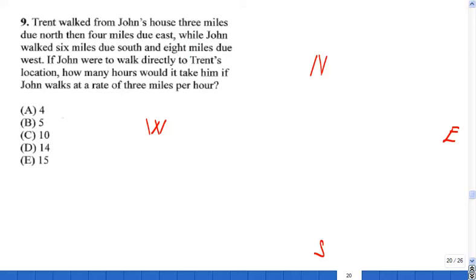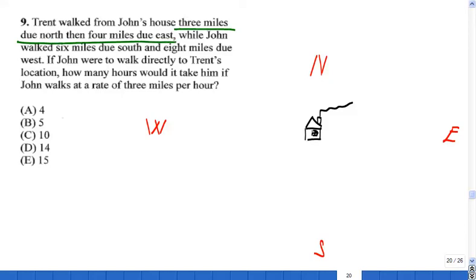Okay, good. Let's put John's house in the middle here. Okay, this is John's house. What it says: Trent walked from John's house 3 miles due north. Okay, so we have Trent going 3 miles north, and I should probably use a different color here. 3 miles due north. Okay, and then what else?